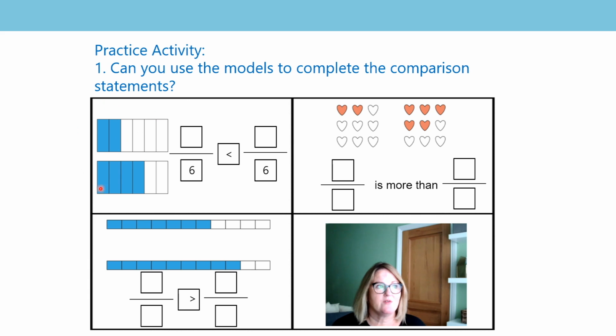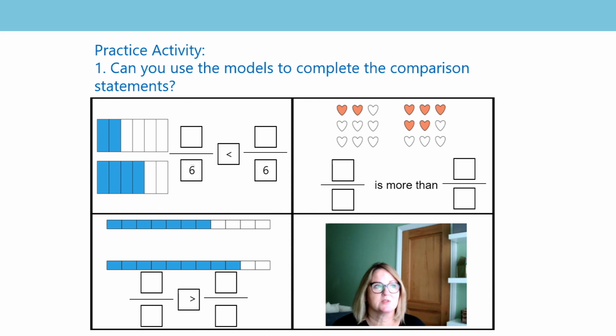So we've got a diagram here and we can see that already the denominator has been completed because we can see that each one of these has been divided into 6 equal parts. Now, remember what we said before, when we know the denominator is the same, we can use the numerators to compare the fraction. So, which one is smallest? That's right, this one is smallest.